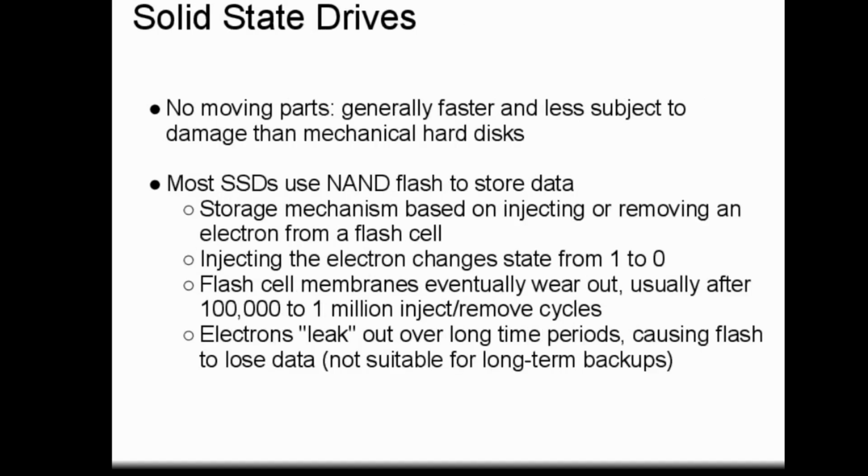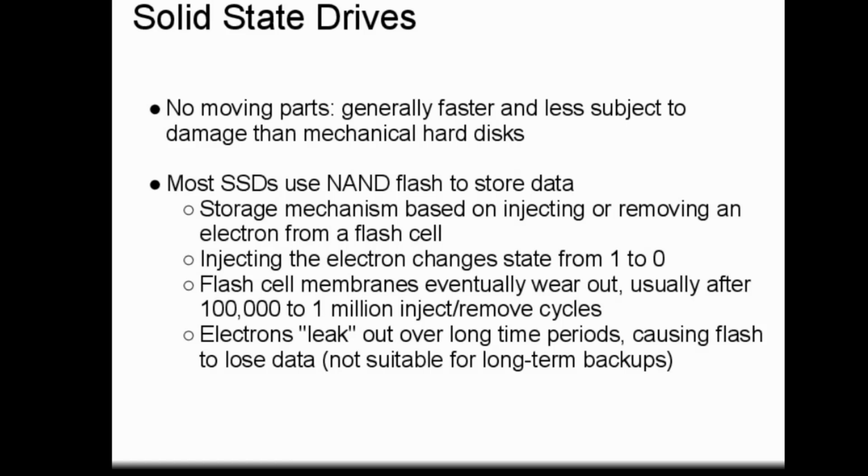Now, hard drives and magnetic media are used for large quantities of space because of their relative low cost. When high performance is required, we prefer to use solid-state drives, or SSDs. These drives have no moving parts, which makes them generally faster and less subject to physical damage than mechanical hard disks. Most of these SSDs use NAND flash memory to store data, and this is a storage mechanism that's based on injecting or removing an electron from a flash cell.